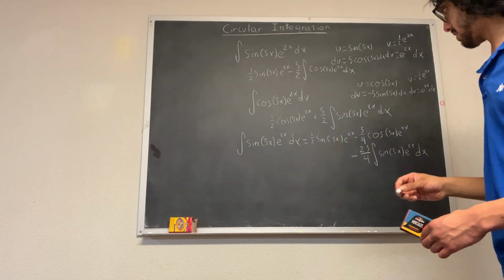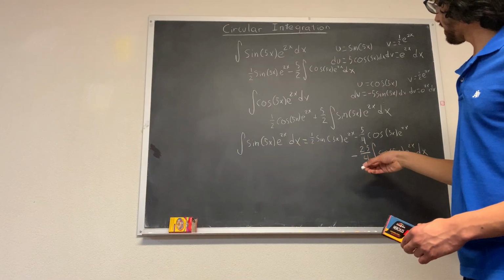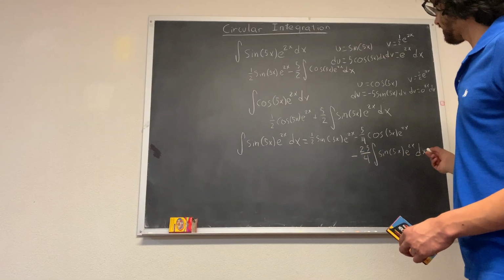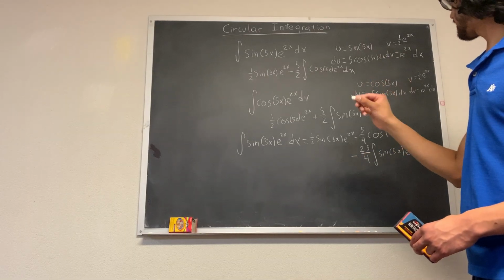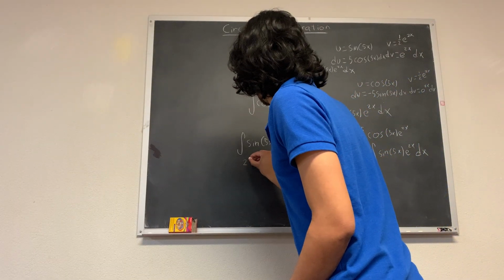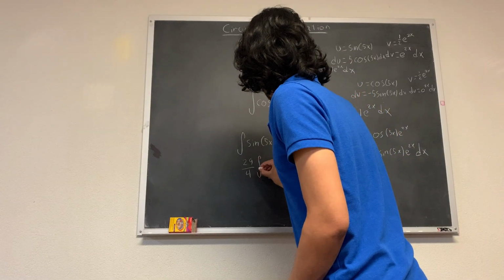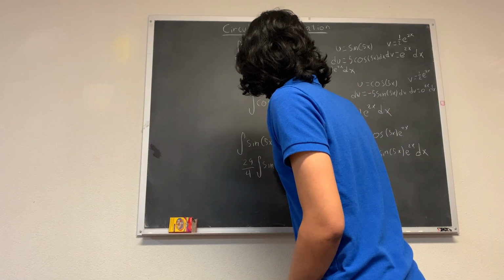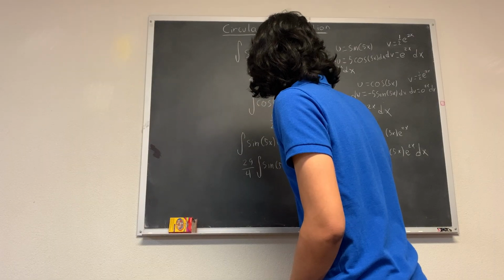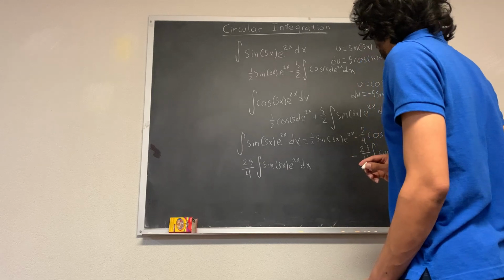Okay, now that we have this equivalence, we can add this 25/4 to both sides. So from here it's going to cancel out, and then on our right side we should have 29/4 times the integral of sine of 5x e to the 2x dx, right? So this is 1, which is equal to 4/4. We just added that over there.